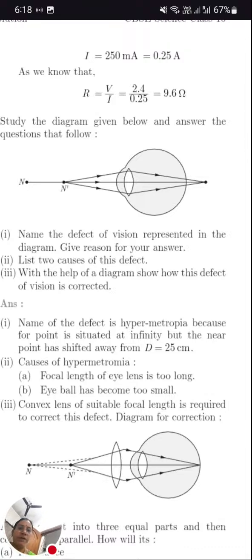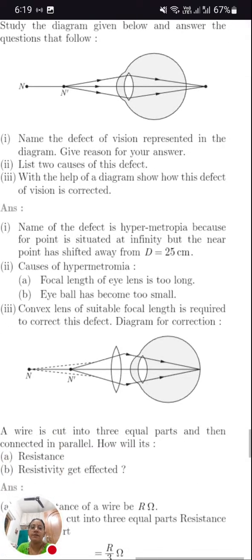So here, out of the human eye, two important concepts are there. The defects you need to learn very properly: myopia and hypermetropia. Here, a convex lens is used. The first one is the normal eye. To restore it, you are using a convex lens where the image is being formed on the retina.